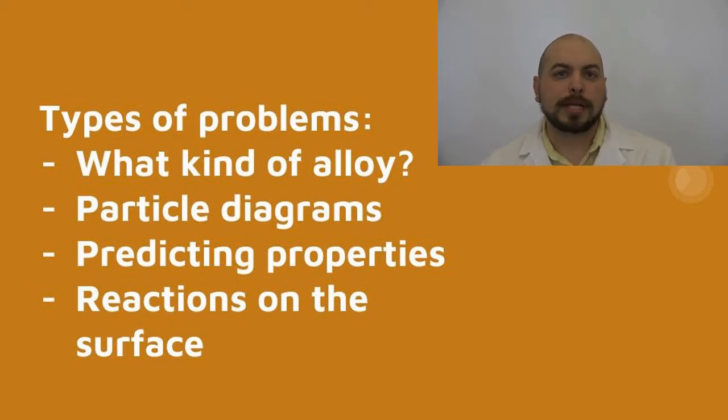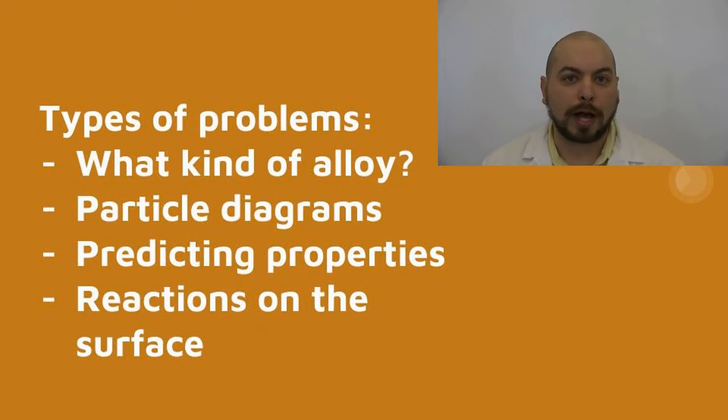The next common type of problem is going to be asking you to predict the properties of an alloy given the properties of the component parts. So let's say we're asked to predict the properties of brass given certain properties of copper and zinc, and knowing that we are going to have a certain ratio of copper and a certain ratio of zinc in the brass, you're going to be asked to predict what's the most likely property for that brass alloy.